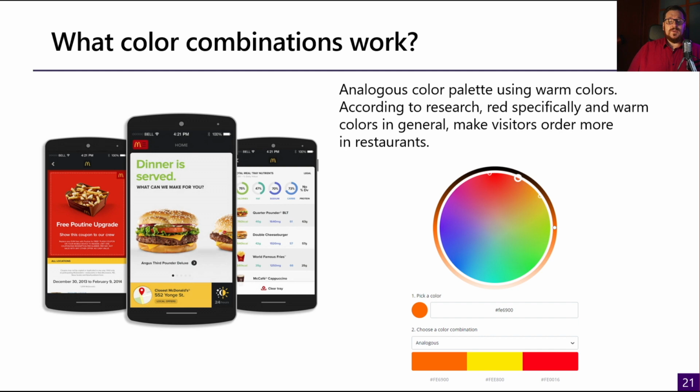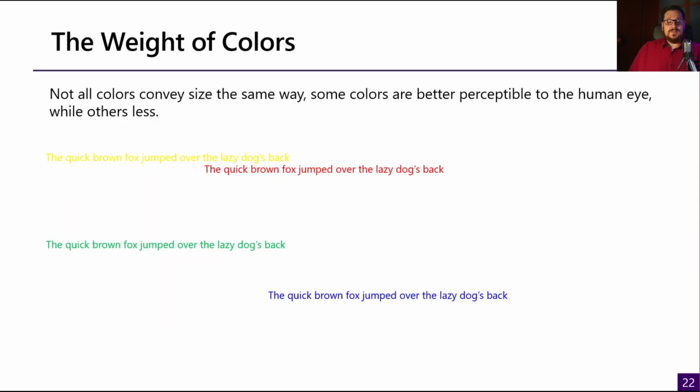The McDonald's app uses an analogous color palette of red, orange, and yellow, which echo the colors of the brand. You would also notice that the way data is presented in this app is different from the banking apps. McDonald's doesn't sell numbers, it sells burgers, and it wants you to notice them.